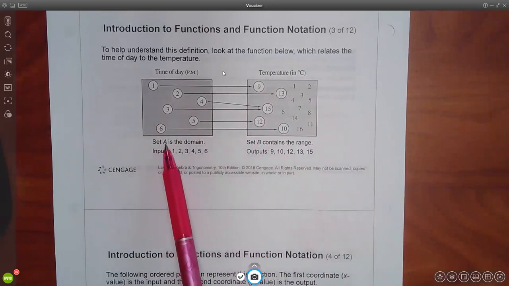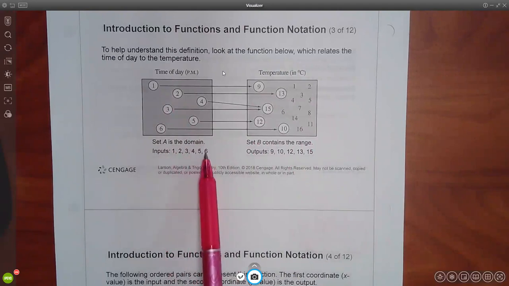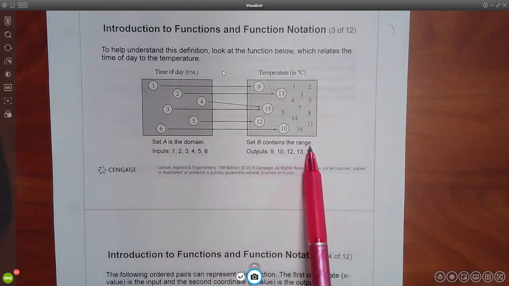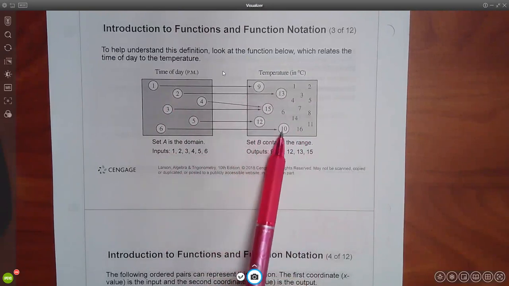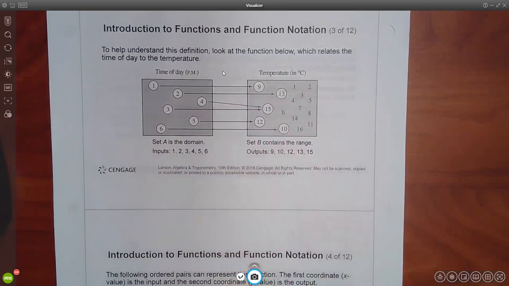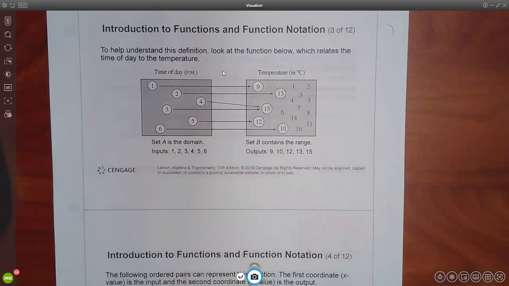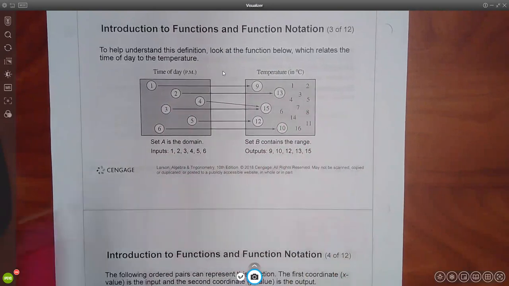So it says set A is the domain, which is the inputs, and set B contains the range. So notice that the range is only the actual outputs, not any of these extra numbers that are in there, okay? So these are possible values, they're just not our values, okay?